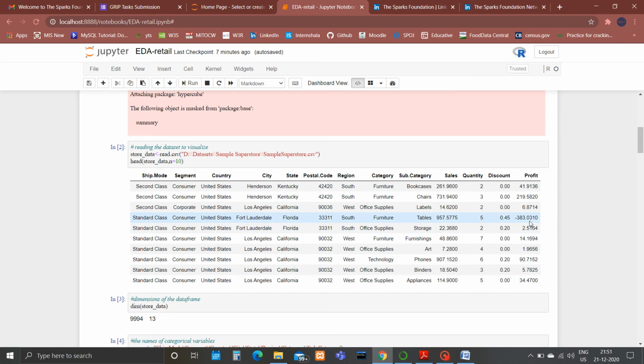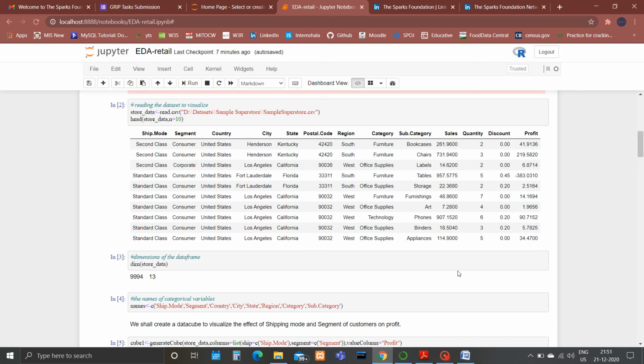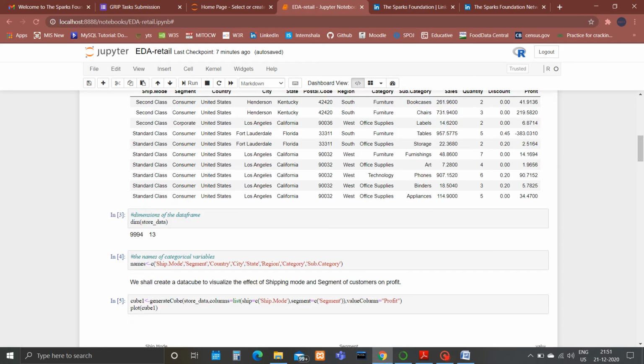You can see that there are some negative values here which show us the losses. And then we are printing the dimension, which is 9994. So this many rows we have, and 13 columns. These are the names of the categorical variables.